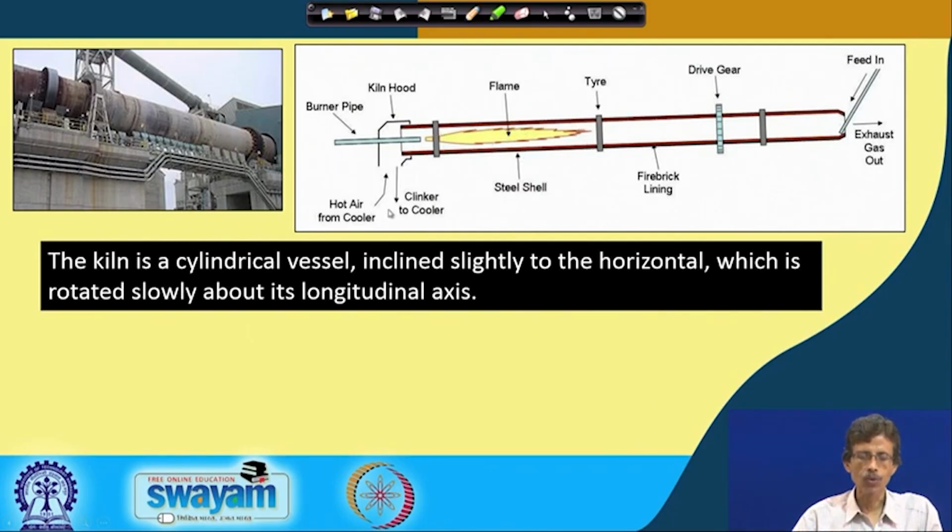You have the steel shell and the frame. Hot air from the cooler is utilized there. The heated material is then finally cooled through the use of this hot air from the cooler, which is air at a lower temperature, and then the clinker material is passed to the cooler.